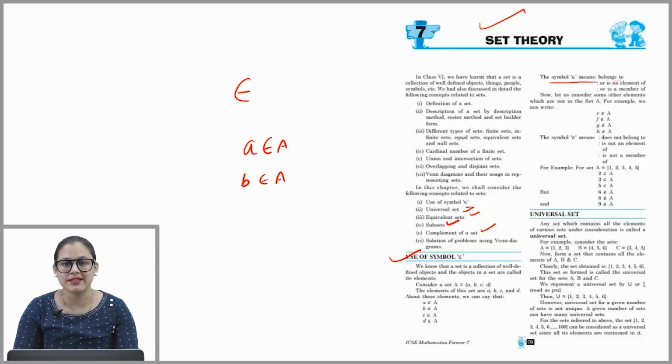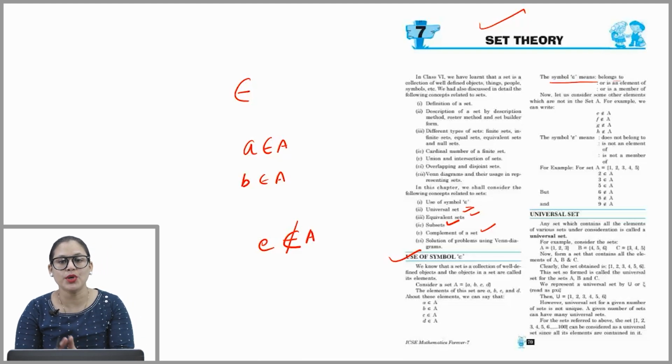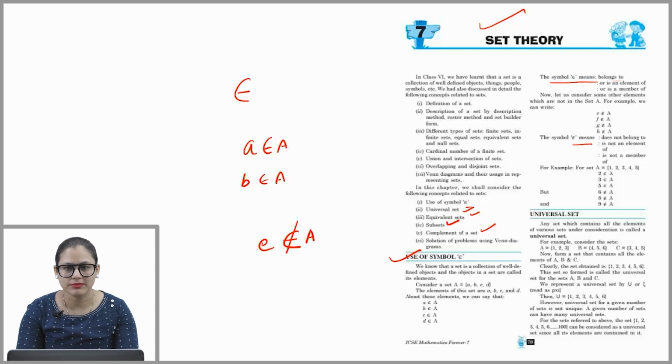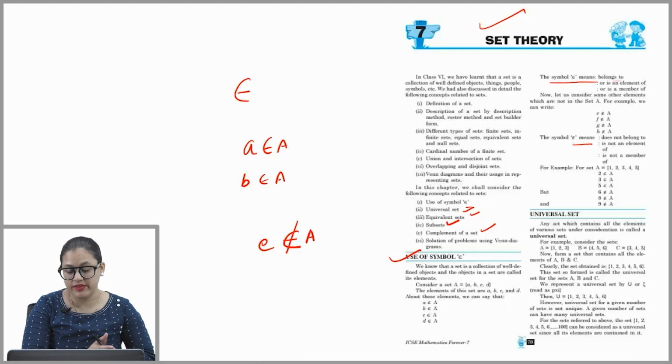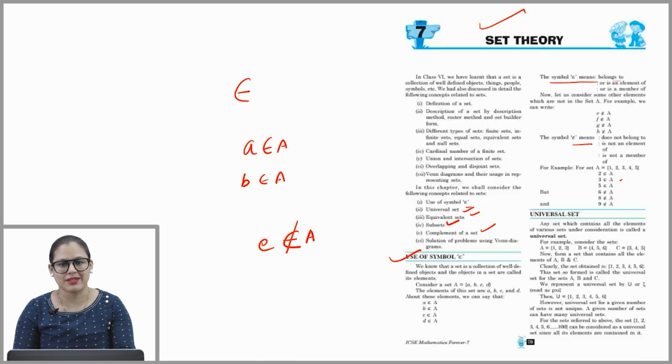Now let us consider some other elements which are not in the set A. For example, we can write e and then use this symbol ∉. That means does not belong to. This symbol means does not belong to. e does not belong to A, or e is not an element of A, or e is not a member of A. So, for example, for set A = {1, 2, 3, 4, 5}, these are the elements of set A, and now we will write 2 belongs to A, 3 belongs to set A, but 6 does not belong to set A.